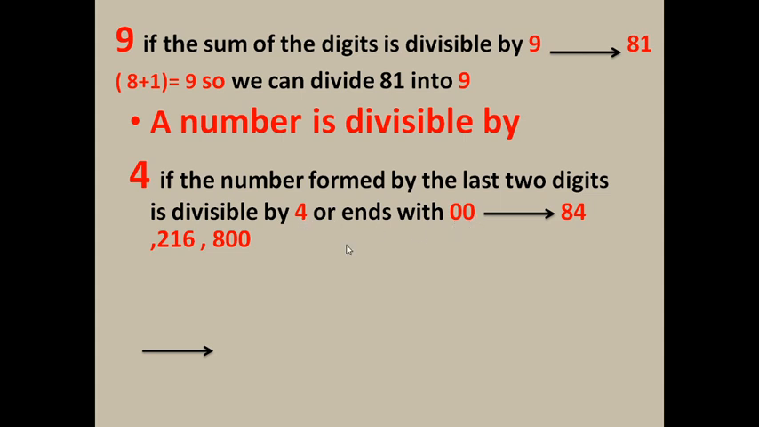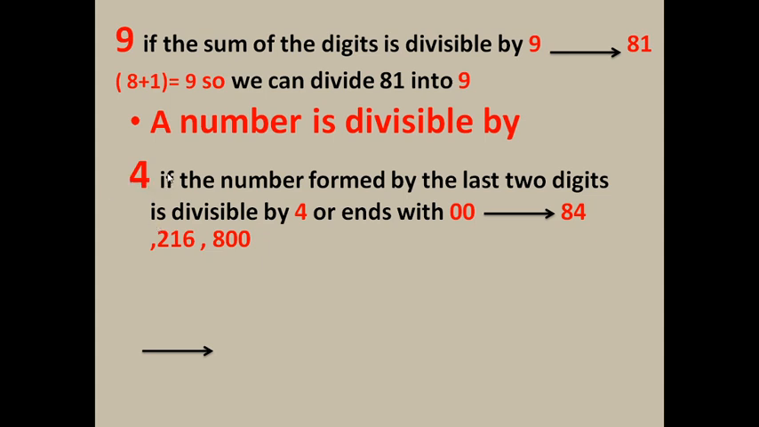And here also 16, you can divide 16 by 4. Because of that, 216 is divisible by 4. Or if the number ends with 00, then directly it is divisible by 4.